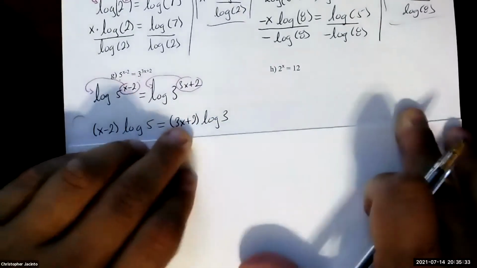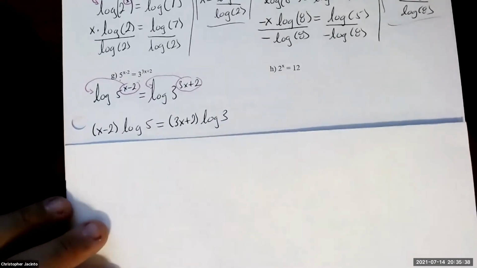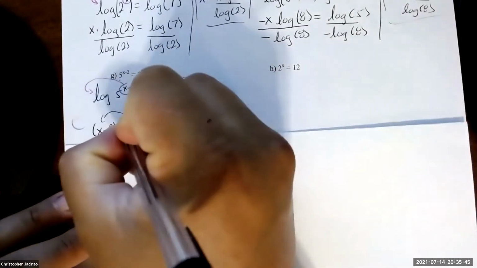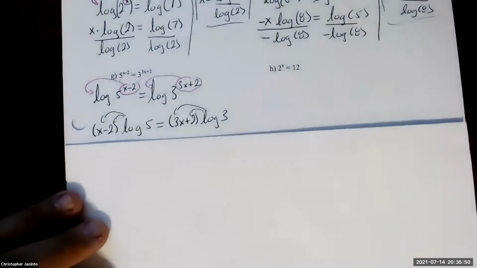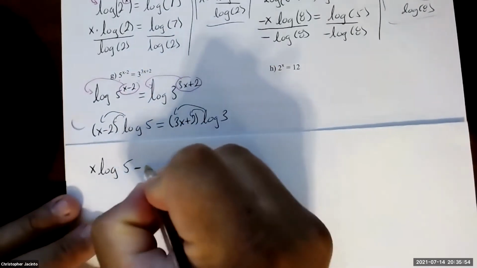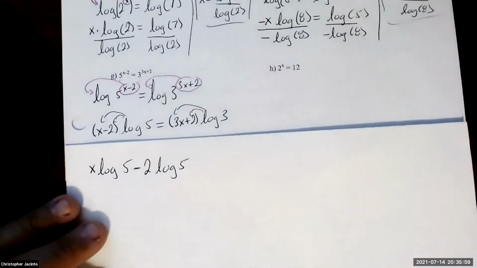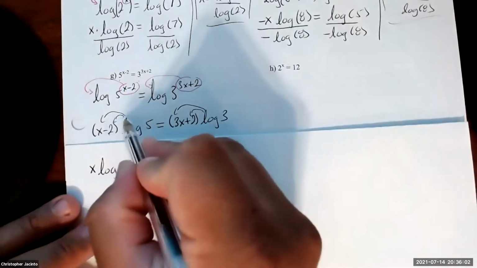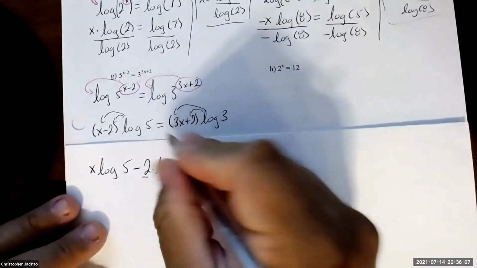All right, so maybe you're wondering, okay, what do I do now? And believe it or not, we're going to have to distribute this in. Like that. So we're going to have x log of 5 minus 2 times log of 5. Now, this is a trick question. You're not going to be multiplying the 2 times the 5, right? It's just 2 times this number. So it's going to be 2 times that number. And same thing on the other side.